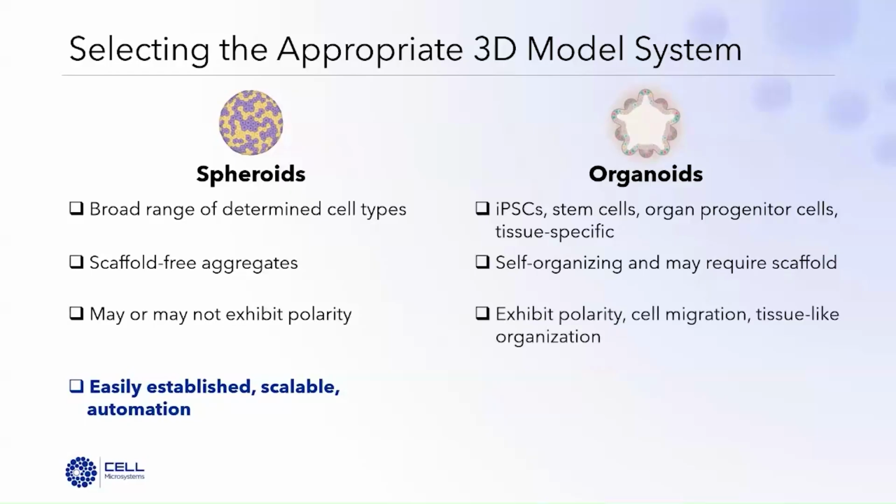They exhibit polarity, cell migration, and have a tissue-like organization. And ultimately, this makes them much more in vivo-like in terms of their cellular complexity and their architecture. And in addition to that, they can be derived from specific patients and used in applications such as personalized medicine.